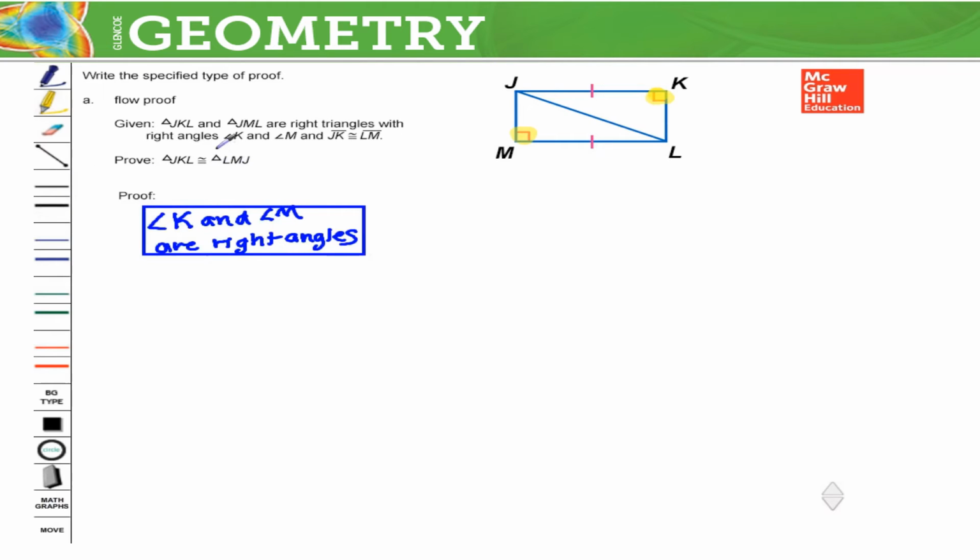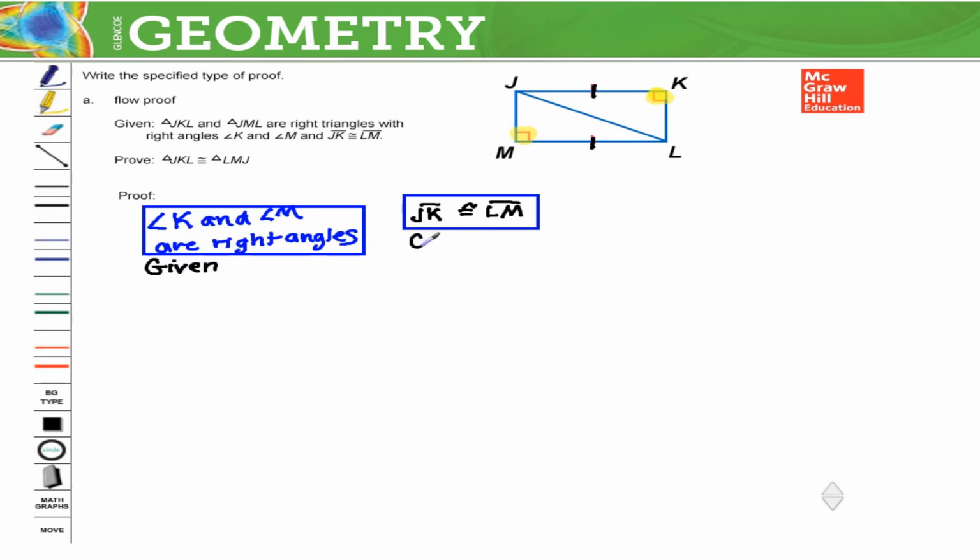We're also told that JK is congruent to segment LM. So with our flow proof, we're putting our information in some boxes here. Now, underneath this first box, where angle K and angle M are right angles, we'll write the word given, because it was given in the sentence.